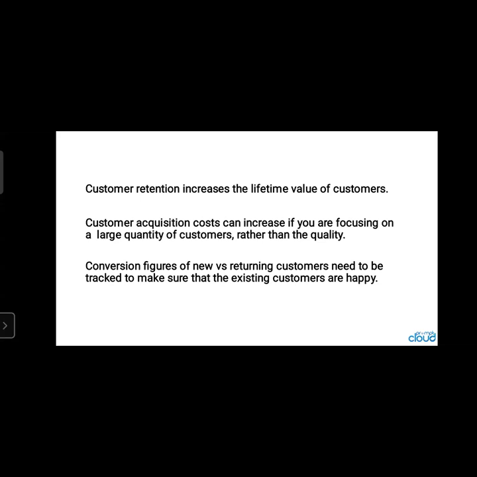Now, conversion figures of new versus returning customers need to be tracked to make sure that the existing customers are happy. When an existing customer's first experience and second experience are satisfactory, then less advertising and communication is required for that customer who is loyal to the company. But for all the new and potential customers, the advertising and marketing amount spent is always much higher. So this is what is relevant with conversion figures.